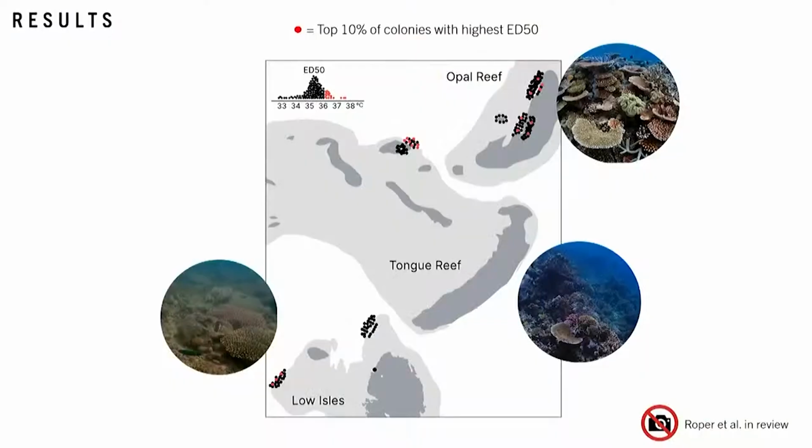When we looked at the top 10% of colonies with the strongest performance, or the highest ED50, we found that they were spread amongst habitats and reefs across the continental shelf, as you can see from the red dots in this figure. So this suggests that individuals with potentially greater thermal tolerance are well distributed throughout the system, irrespective of the environmental conditions.